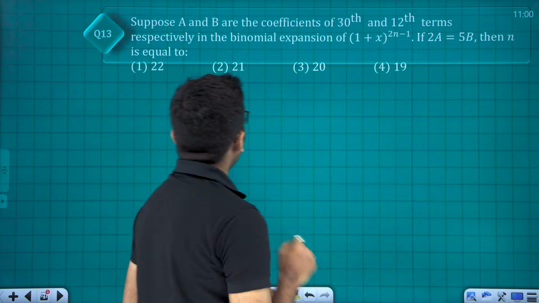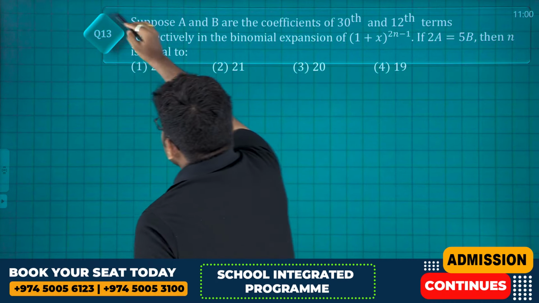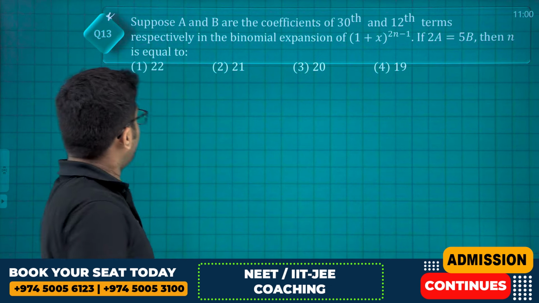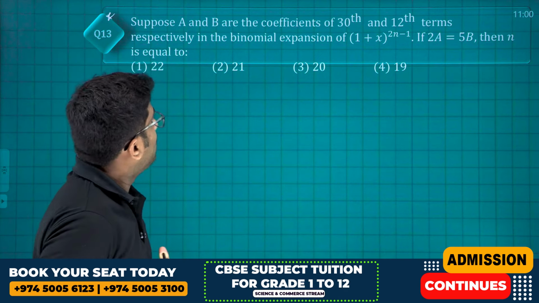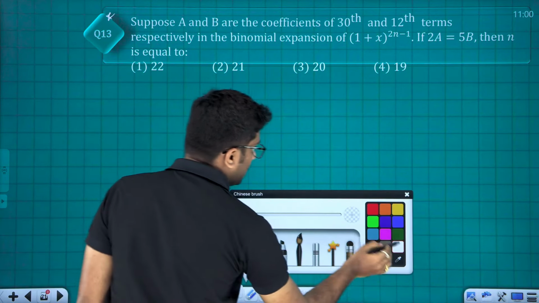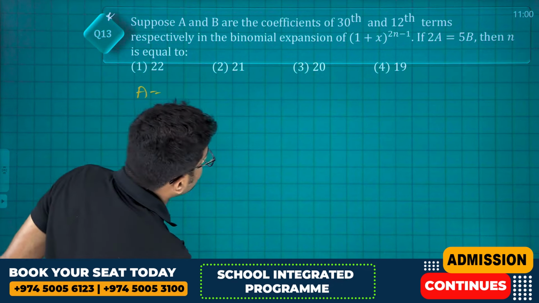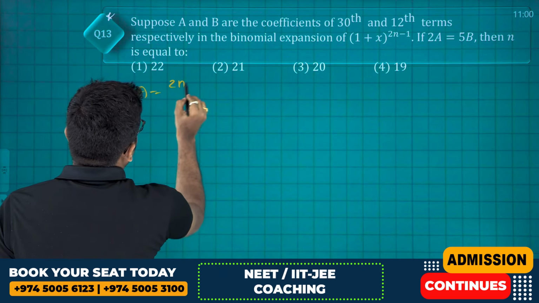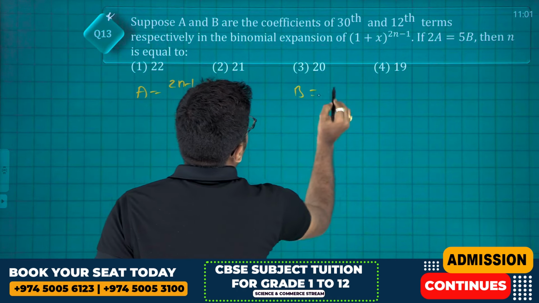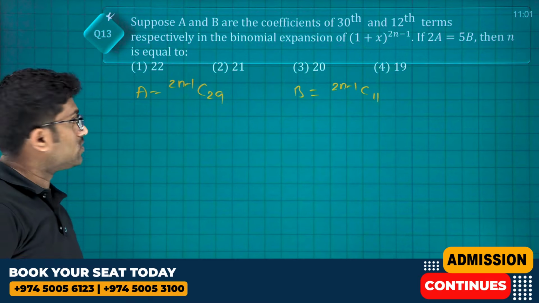Suppose capital A and capital B are the coefficients of the 30th and 12th terms. This is one important question actually, so please be cautious regarding this. If A is the coefficient of the 30th term, what do you mean by 30th? It is 2n minus 1 C 29, and B will be 2n minus 1 C 11, since the 12th term means 2n minus 1 C 11.